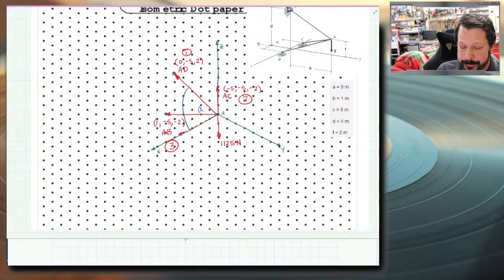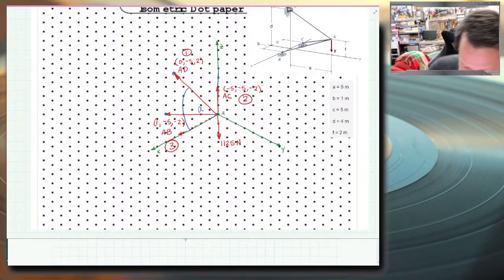So what we were doing is recap. We were trying to get the X component of force AD. And eventually we want the X, Y, and Z components of all three of these forces.